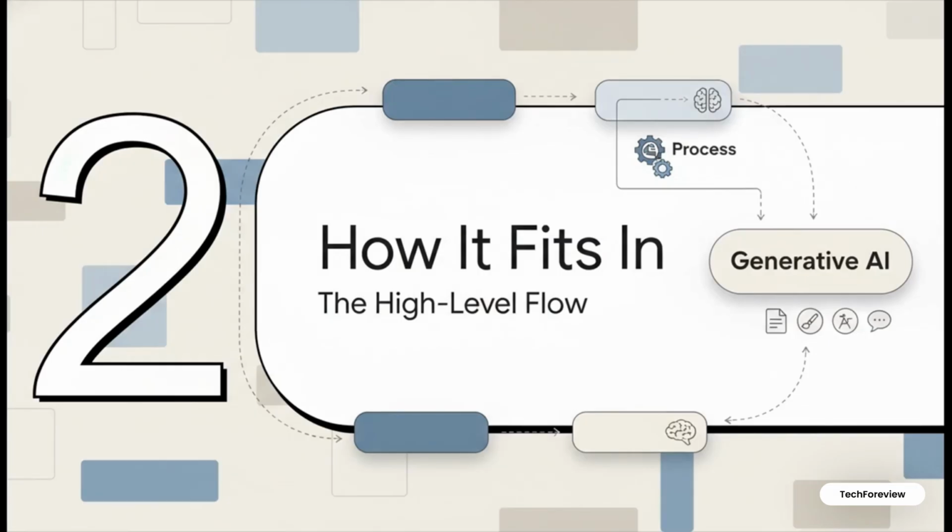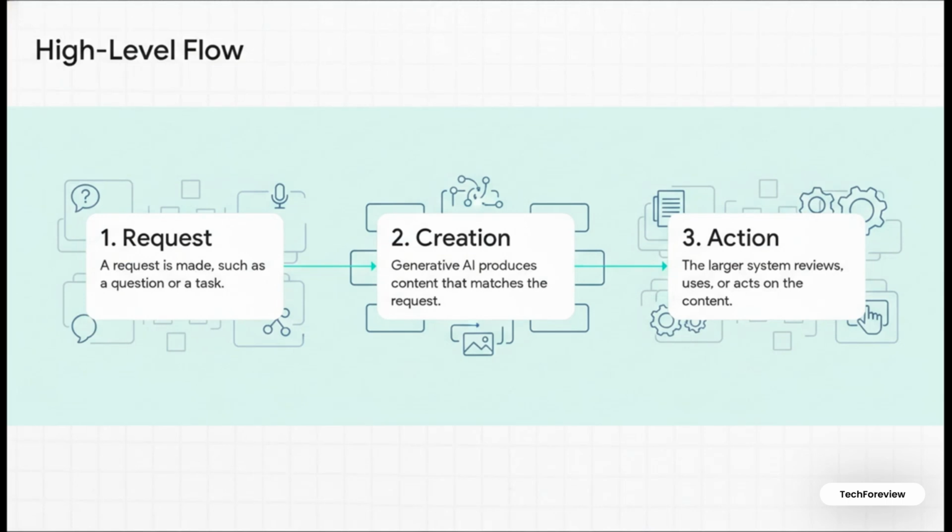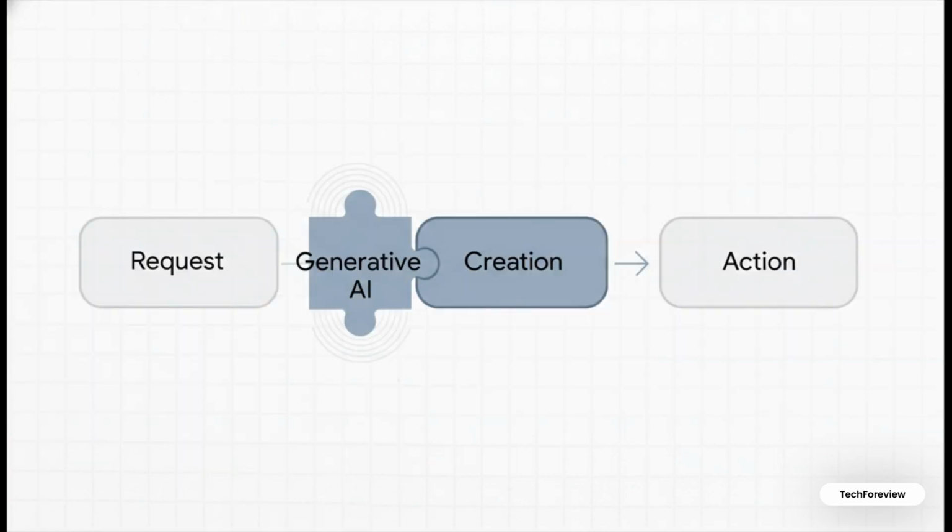So how does this work in practice? Let's look at the high-level flow of a system to see where generative AI fits in. It's usually a simple three-step process. First, a request is made. Second, the generative AI creates the content for that request. And third, the larger system takes that content and then acts on it. You can see that generative AI doesn't manage the whole process. It fits very neatly into just one part, the creation stage. It does its job, and then other parts of the system take over from there.